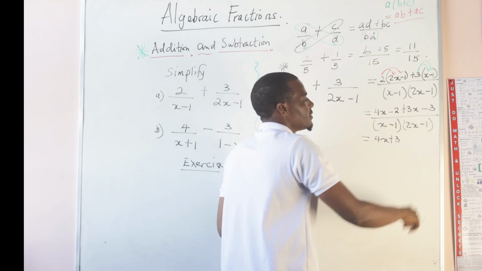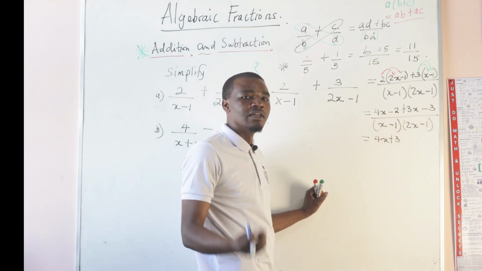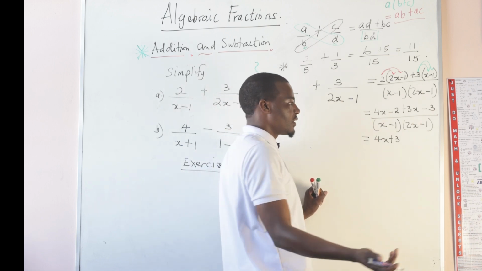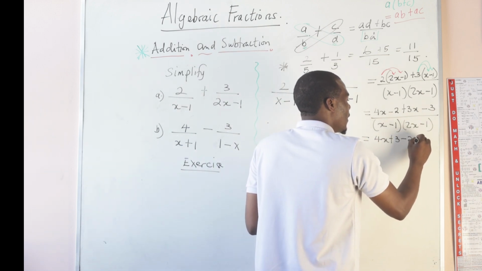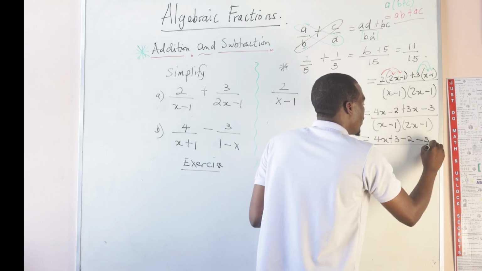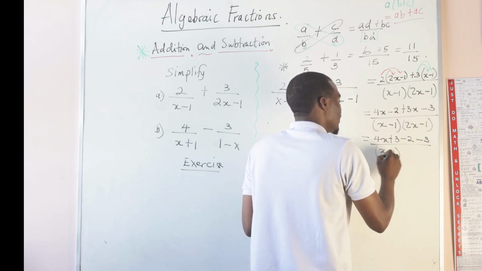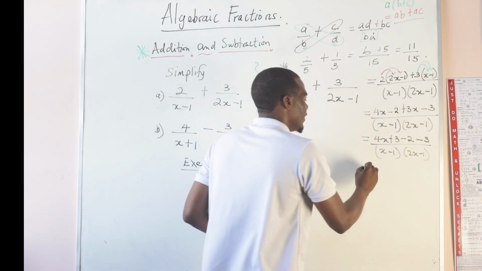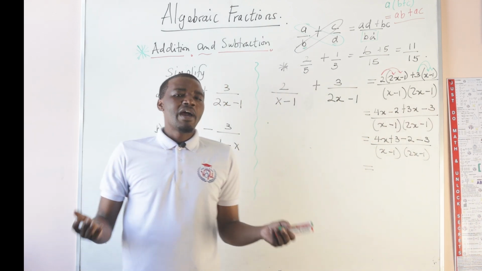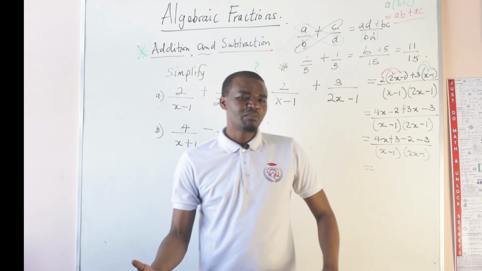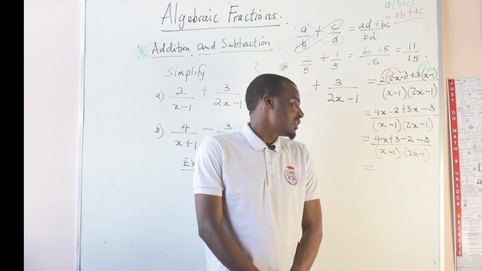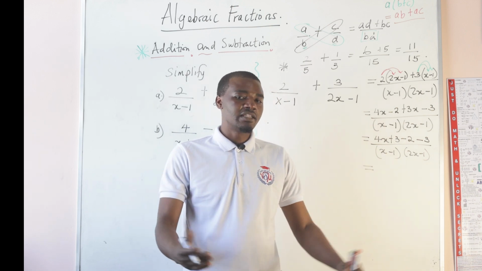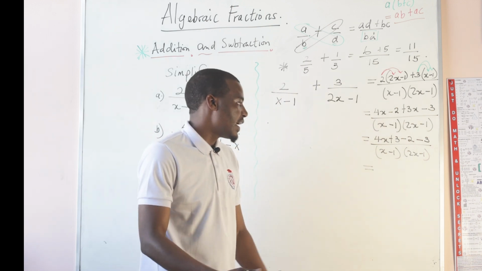Minus 2 is a constant and minus 3 is also a constant, so we put these constants next to each other. And what do we get? We get minus 2 minus 3 all over x minus 1 times 2x minus 1. So by the end of the day, maybe you are wondering, why are we not simplifying the denominator? We are not much more interested in simplifying the denominator, especially in this case. Let's just simplify the numerator and keep the denominator as it is.